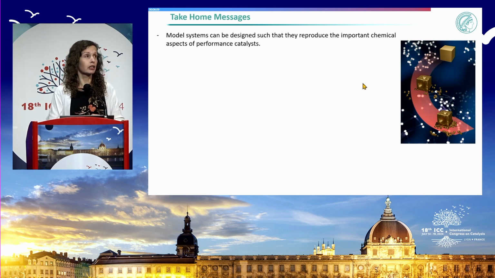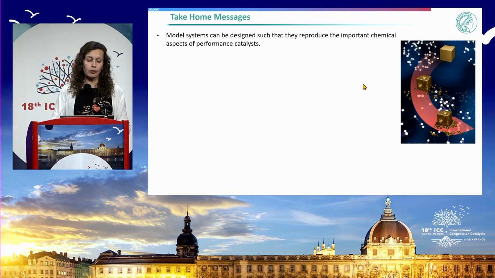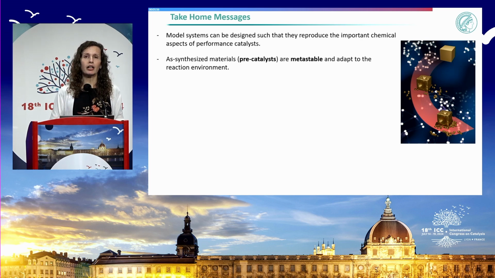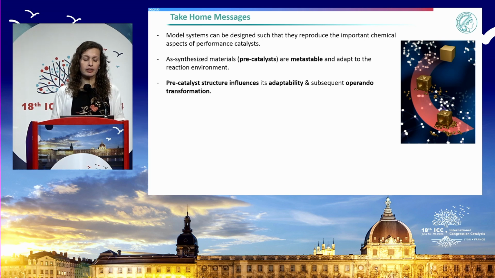With this, I get to my take-home messages. So I hope that I could show that you can create a model system that can be designed to reproduce important aspects of a performance catalyst. However, we only make pre-catalyst. The real catalyst is metastable. They will adapt to your reaction conditions. The pre-catalyst structure influences how this adaptation is going to happen in the operando transformation.